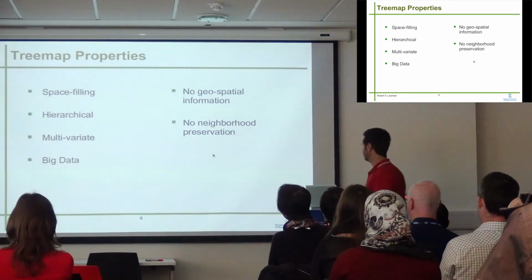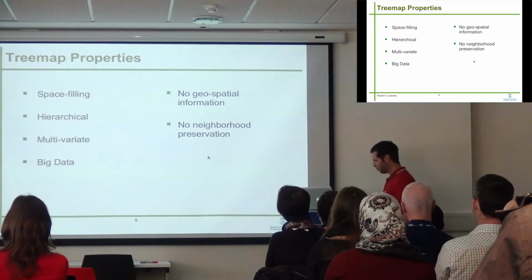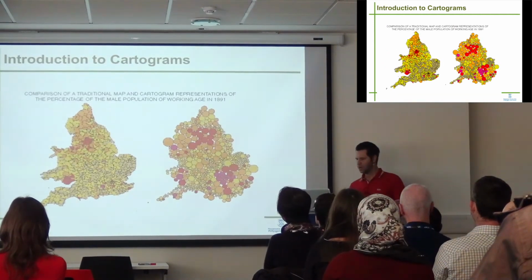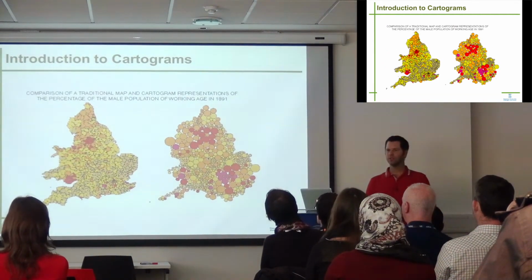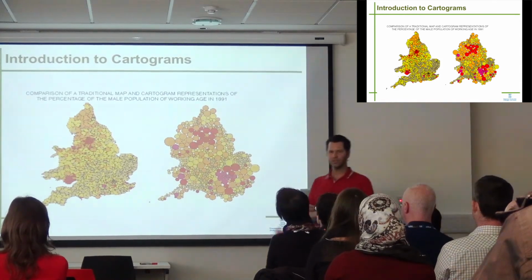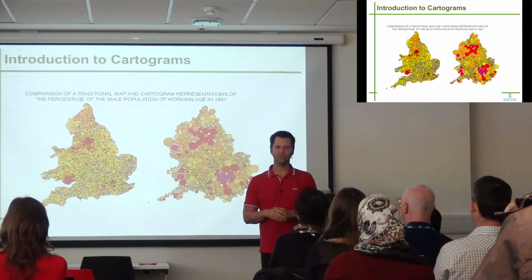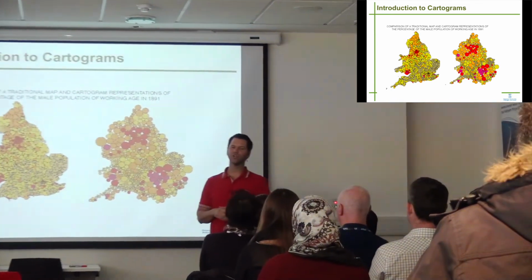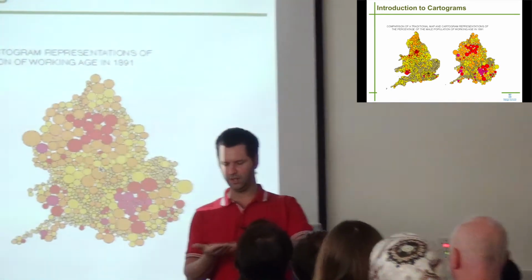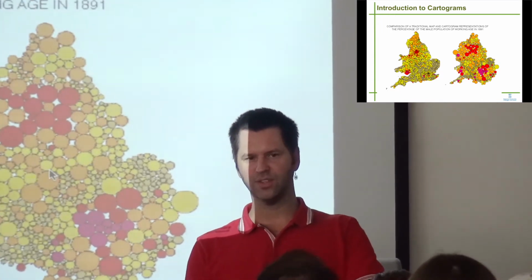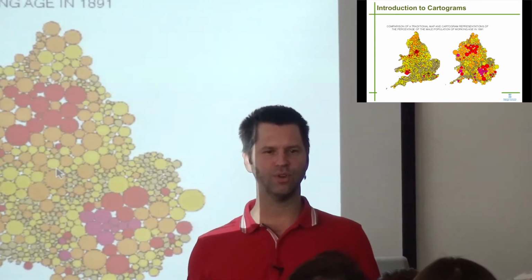And then we have iterative. Question? Tree map is iterative. Iterative, yes, you could say it's recursive. So any node inside the tree can be subdivided further.